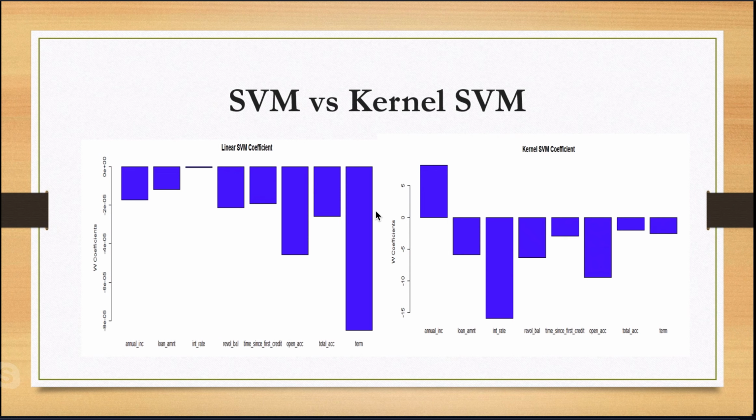On the SVM versus kernel SVM, we can see that the linear SVM has coefficients that are very close to 0. This means that it's unable to separate the data linearly, meaning the model is not very useful. On the contrary, the kernel SVM has some positive coefficients and some negative coefficients. Positive coefficients, such as annual income, mean that the higher the annual income, the lower the risk of default. And on the contrary, the higher, for example, the loan amount, the interest rate or the revolving balance, the more likely the person was going to default.